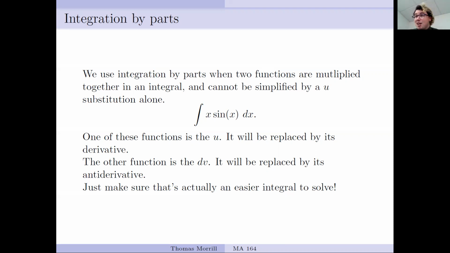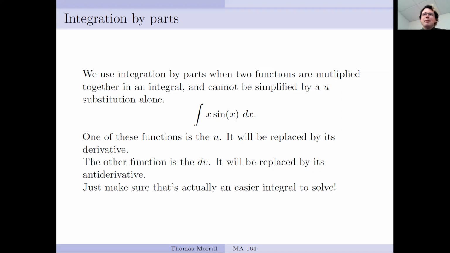So sometimes I can get away with a u substitution. Maybe if I have the product of two different polynomials, I might be able to use a u substitution there. And if I can use a u substitution, I will. I like to keep things as simple as possible. Integration by parts is a harder technique that I only use when my u substitution isn't enough to cut it.